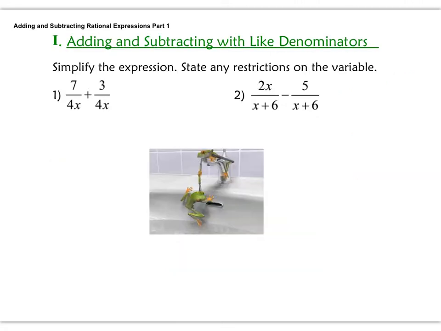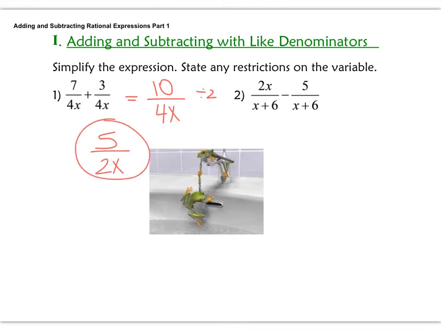So let's try some basic ones here. What if they already have like denominators? Let's get some practice there before we move into the harder part of getting the common. All right, so we have 7 over 4x plus 3 over 4x, which means you are going to keep the common denominator of 4x. 7 plus 3 is 10. And then can you simplify? Yes, I can divide both of them by 2. So you would get 5 over 2x.